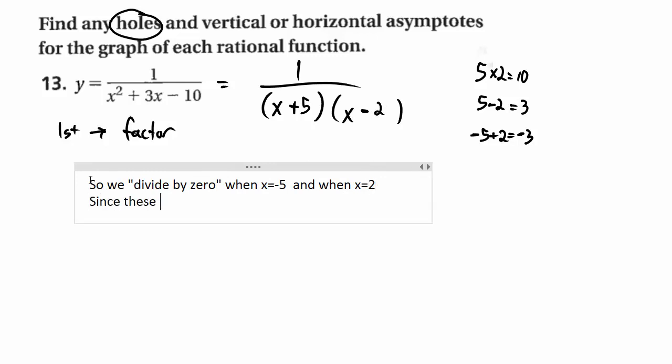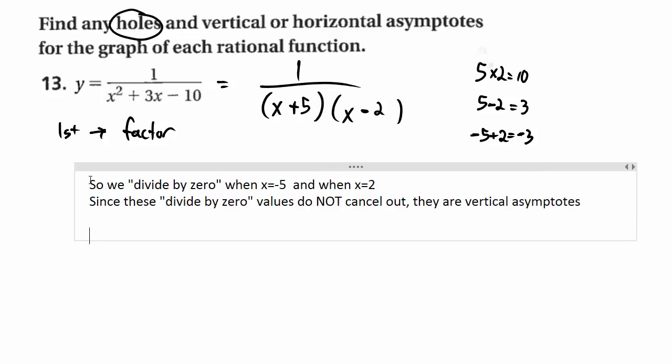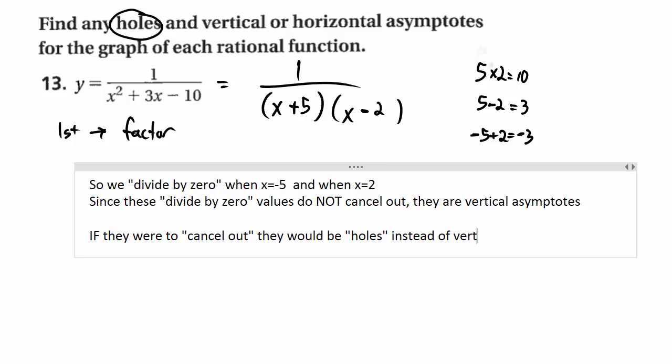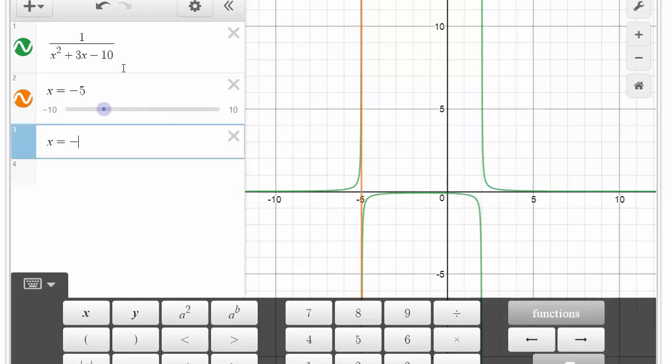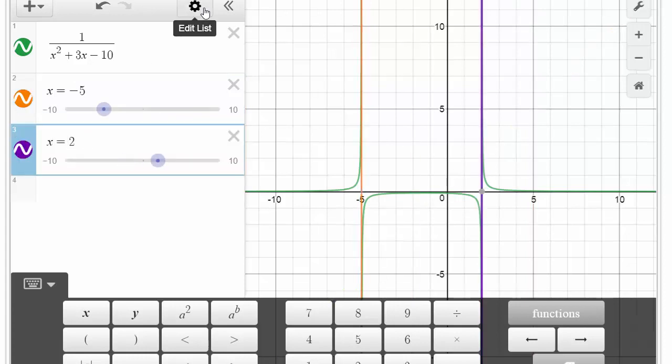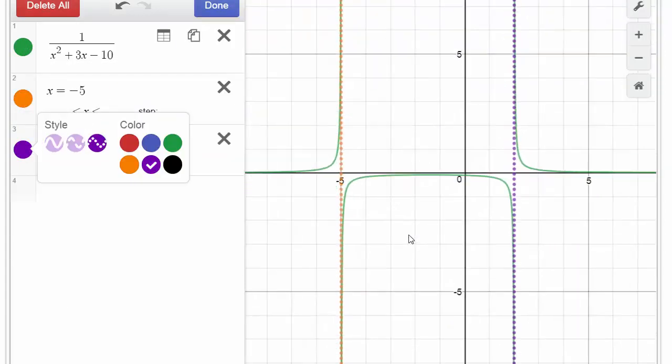So we're dividing by 0 when x equals -5 and x equals +2, but these don't cancel out, so that means they're vertical asymptotes. If they did cancel out, they would be holes. So both of these are vertical asymptotes. For all of these, I want to check them graphically, but notice how I didn't rely on doing the graphs to get them. This is just confirming that, yeah, look, those are vertical asymptotes.